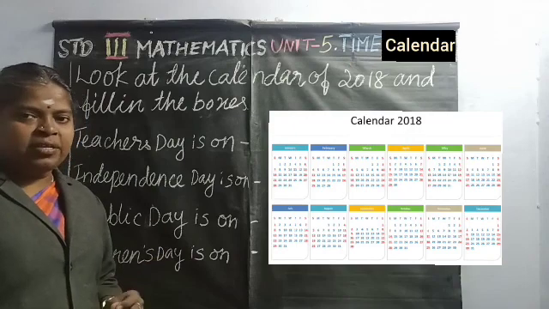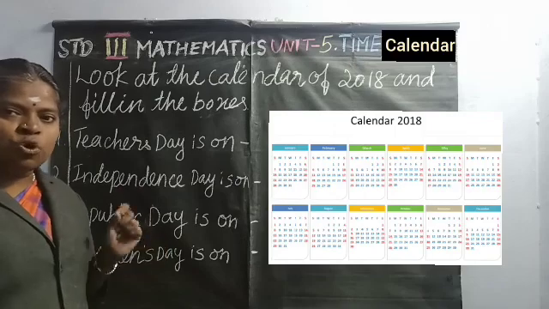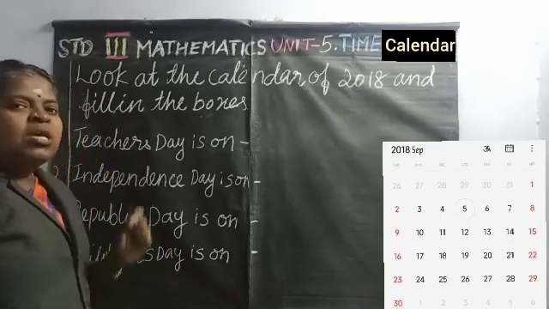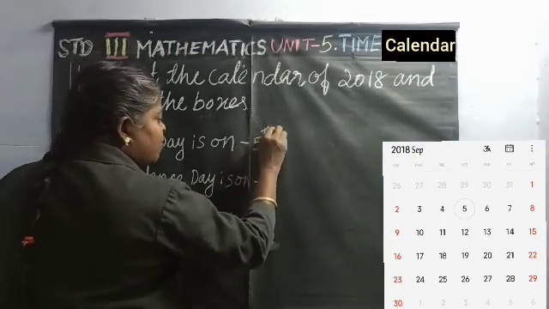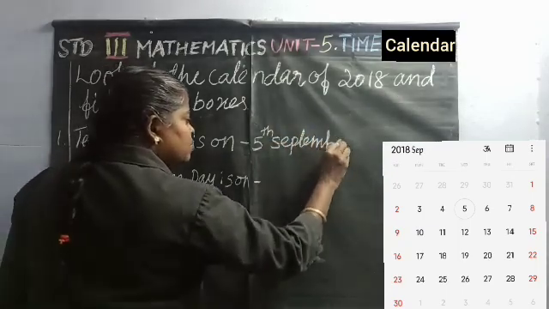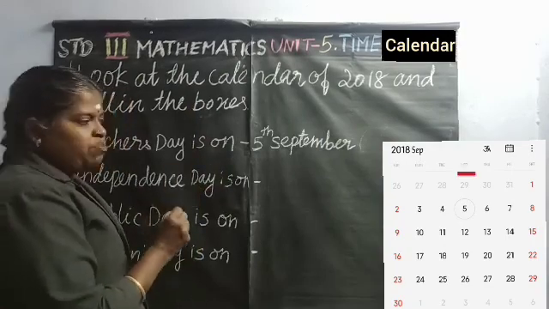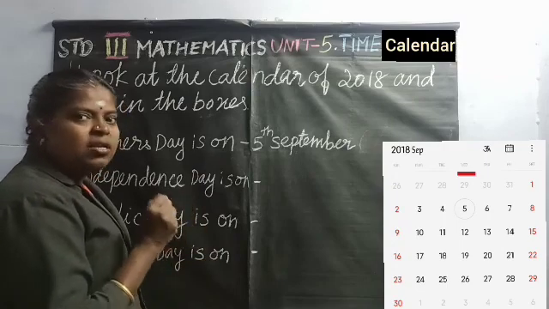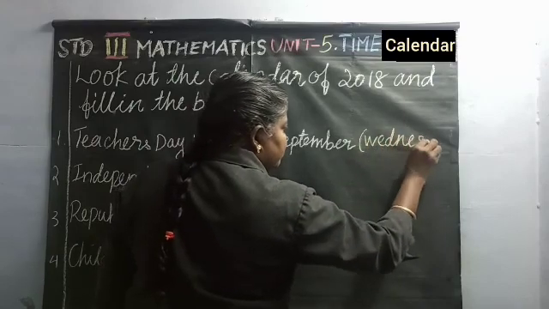Children, now we can find the date and day of the special days using the 2018 calendar. When is Teacher's Day? Teacher's Day is on 5th September. Which day does 5th September occur? 5th September occurs on Wednesday in the 2018 calendar. So we can write Wednesday.